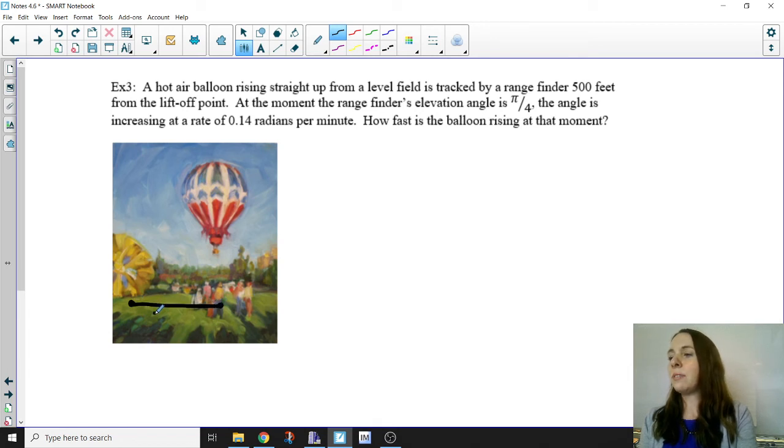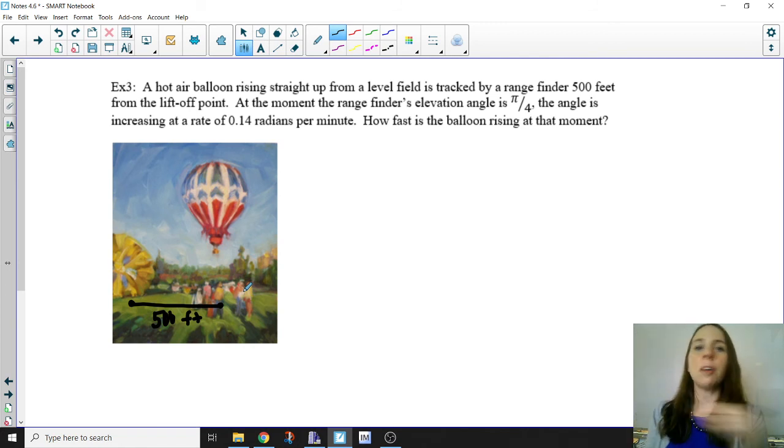Okay, that's 500 feet. Now, when I'm in class, I like to run around with this when I teach it. The rangefinder's not moving like this, okay? It's not running back and forth. That rangefinder is staying right there, which means the 500 feet is another constant, like we saw with the radius of the cylinder in the last example. So again, we don't need a variable for that part.